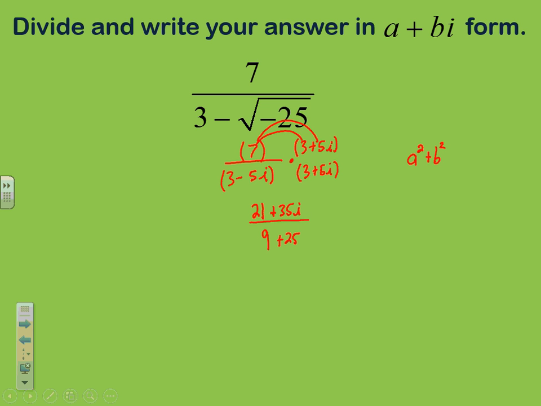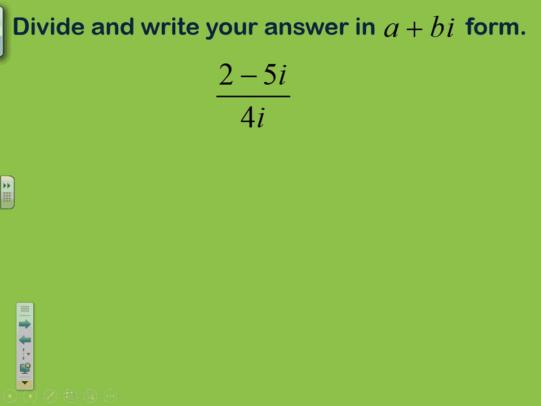Now in the numerator, they're not like terms. 21 plus 35i don't simplify at all. And in the denominator, 9 plus 25 would give me 34. Now here, the 21 has a denominator of 34, but they don't have any common factors, so it doesn't simplify. And 35 over 34 also doesn't have any common factors, so it doesn't simplify any further. So right here is the most simplified that we can have this particular expression written.